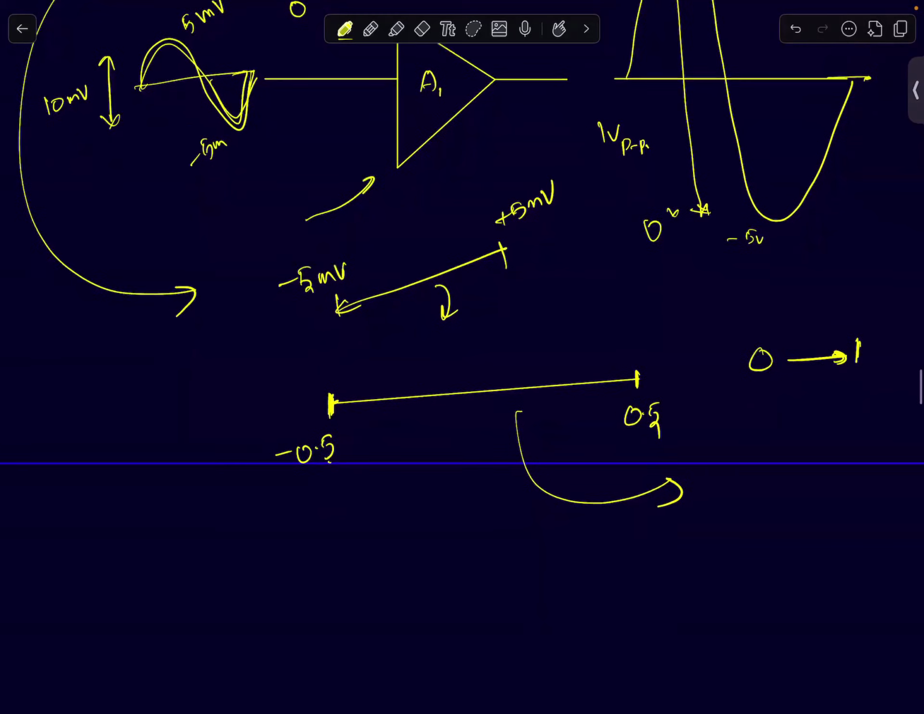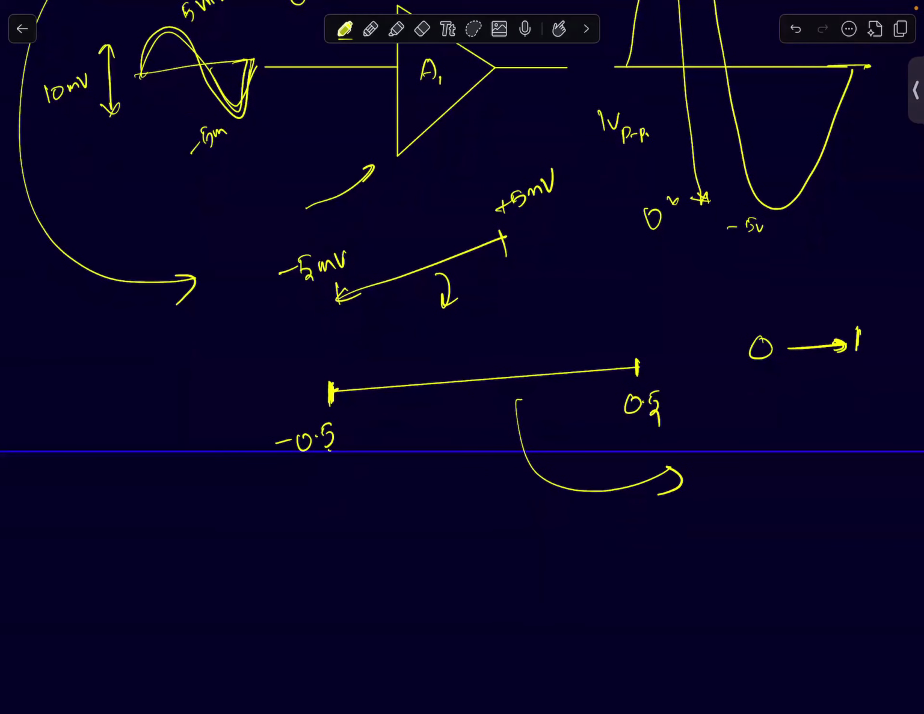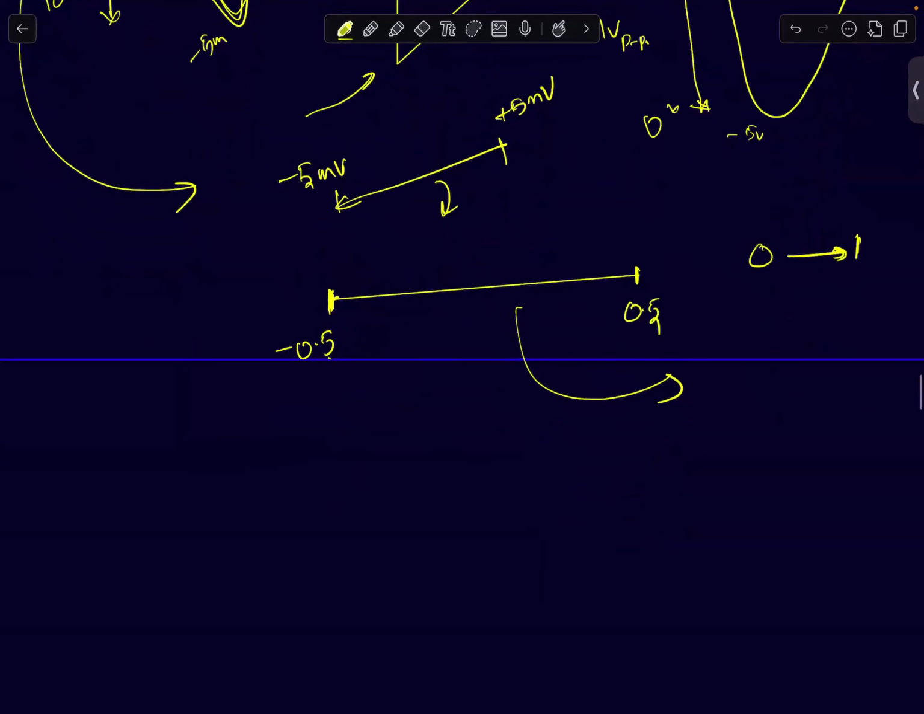Level shift, right? By what value should I level shift it? 0.5, right? That's right, 0.5. So if I add 0.5 to this node, this end will become 0 and this end will become 1. So that's it. I need to do two things here.